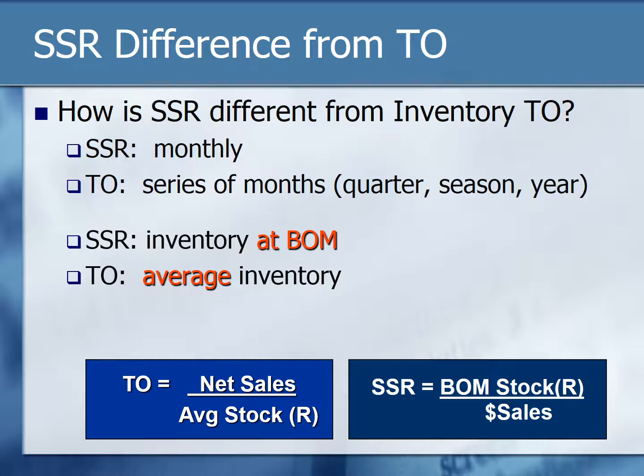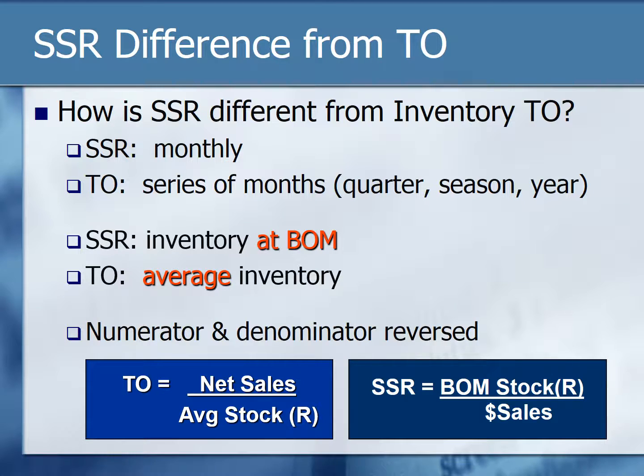The second difference between the SSR and the turnover is that the SSR uses the inventory at the BOM level, beginning of month level, whereas for turnover calculation, the inventory actually meant the average inventory throughout the season, throughout the quarter, throughout the year, whatever periods that the turnover was calculated for.